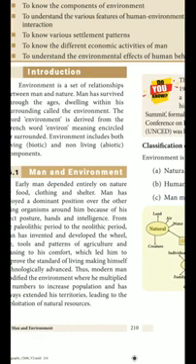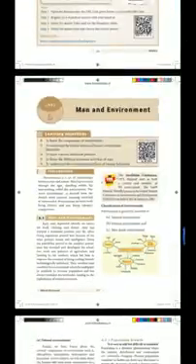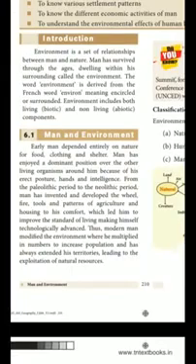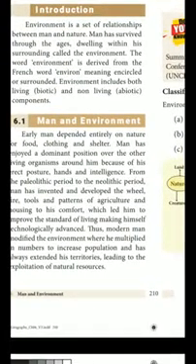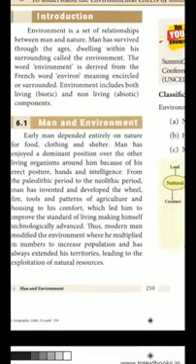Now environment. What do you know about this environment? Environment is a set of relationship between man and nature. Man has survived through the ages dwelling within his surroundings called the environment. Do you know the word environment is derived from the French word environ, meaning encircled or surrounded. So environment includes both living and non-living components.